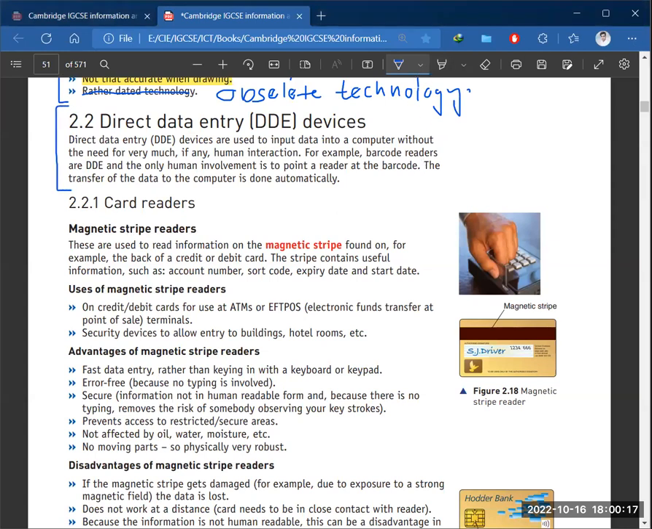Direct data entry, DDE devices. Direct data entry devices are used to input data into a computer without the need for very much, if any, human interaction. For example, barcode readers are DDE, and the only human involvement is to point a reader at the barcode, and the transfer of the data to the computer is done automatically. So all you have to do is point this to the reader, and it will take all the data from the card.